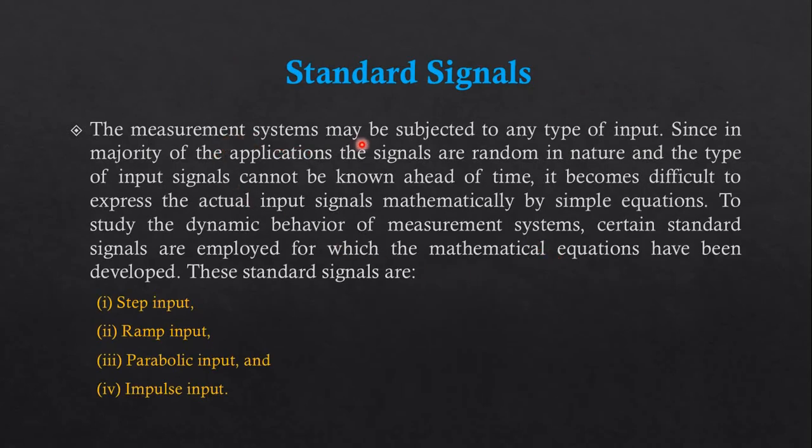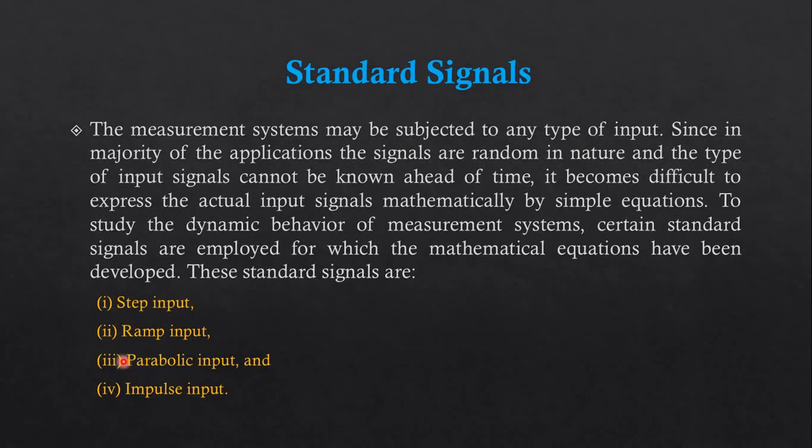The measurement system may be subjected to any type of input. Since in the majority of applications the signals are random in nature, and the type of input signal cannot be known ahead of time, it becomes difficult to express the actual input signal mathematically by a simple equation. To study the dynamic behavior of the measurement instrument, certain standard signals are employed for which mathematical equations have been developed. Some of the standard signals are: first, step input; second, ramp input; third, parabolic input; and fourth, impulse input.